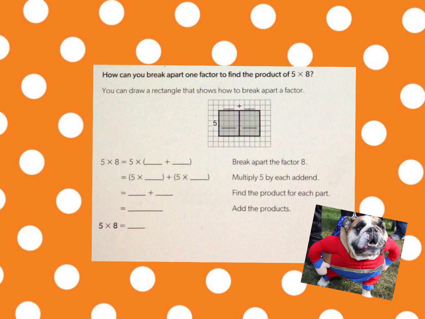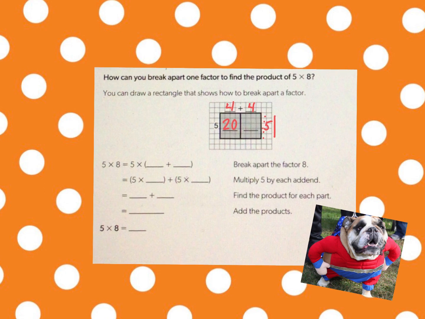How can you break apart one factor to find the product of 5 times 8? You can draw a rectangle that shows how to break it apart. For example, I might do something that looks like this. Instead of 5 times 8, I can do 5 times 4 plus 5 times 4. So I know counting by 5s 4 times, 5, 10, 15, 20. 5 times 4 equals 20. And I also have 5 going down here, remember. There's 5 rows, 1, 2, 3, 4, 5. And so going down, that also equals 20.